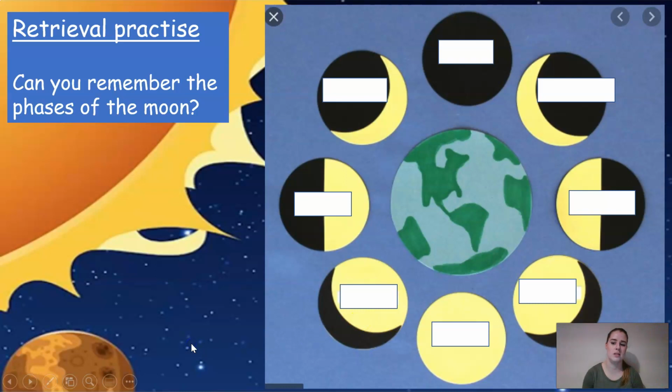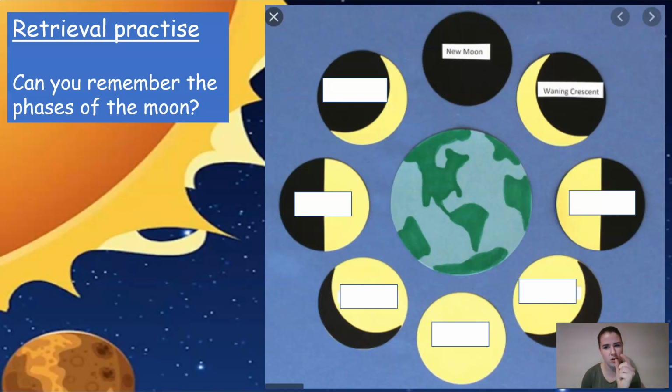Okay, let's see if your answers match my magic answer. So the first one obviously is our new moon. Okay, this is when it's directly between the Earth and the Sun. And obviously because it's directly behind, we can't see any of the moon. We just see the shadow. And then as we start to move around, we start to see a teeny tiny bit of the moon. Okay, so we know when it's getting bigger, it's a waning moon. And we know because it's that banana shape, we call it a crescent. So we've got waning crescent.